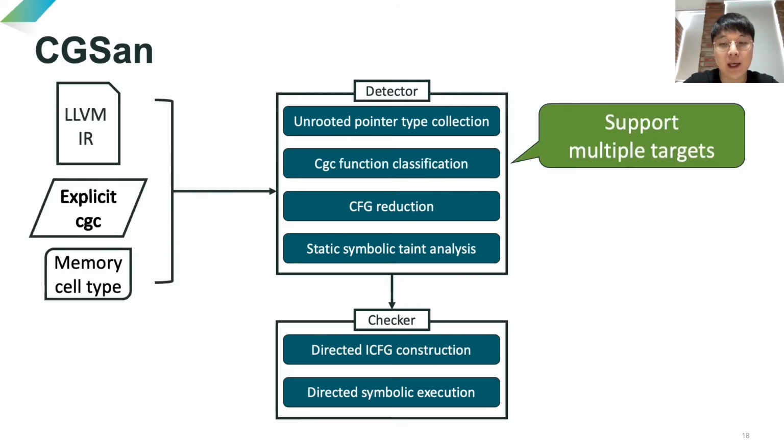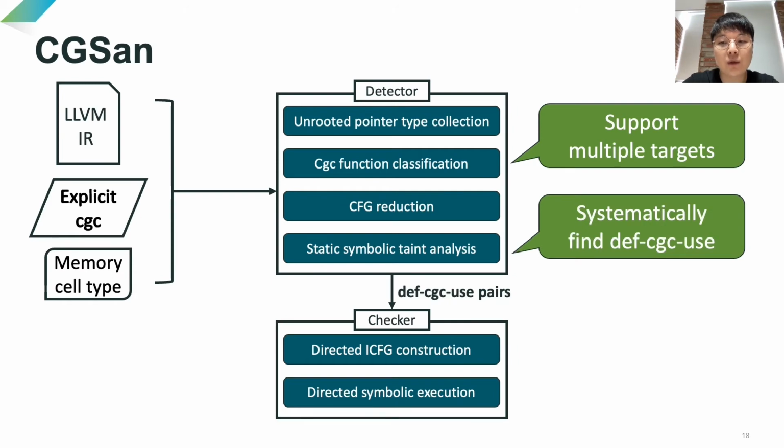First, based on the LLVM IR, the explicit compacting GC function, and the memory cell type of the target program, the detector module collects a set of unrooted pointer types and GC functions. In this step, we only use call graphs and type graphs without any target-specific heuristics so that we can support multiple targets. Then the detector module performs static symbolic taint analysis while traversing the reduced CFG to systematically find use pairs.